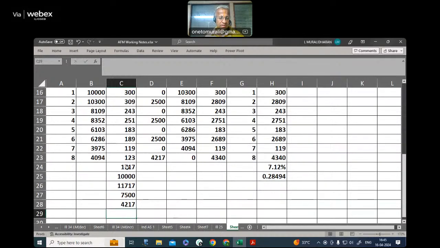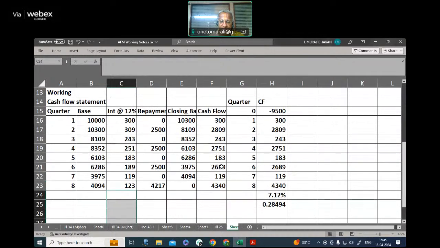Four two one seven. That's right. Actually, computations are all correct. Even if they do by number of days, the percentage will not be affecting to that extent.